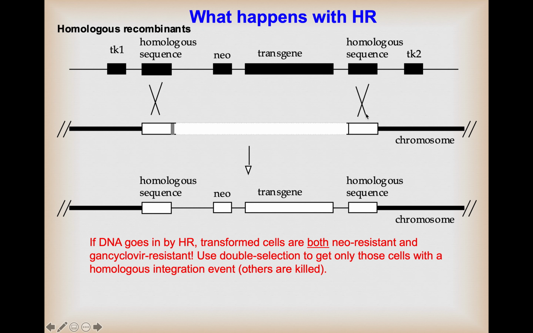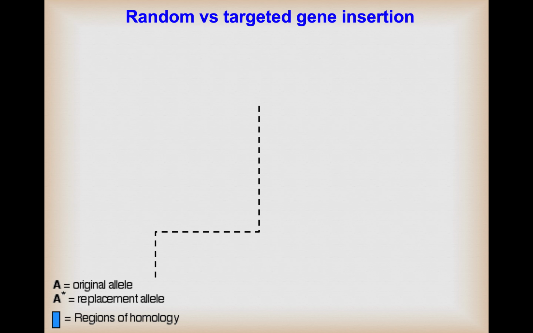Same vector and same mate, and you can see that not all of them are transferred into the new recombinant. So if DNA goes by homologous recombination, transformed cells will be neo-resistant and ganciclovir resistant. In this case, you can use a double selection to make sure that your homologous integrant is good, and you can get a firm verification out of it.